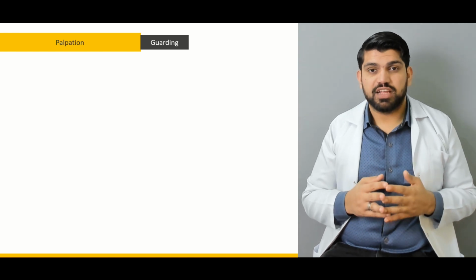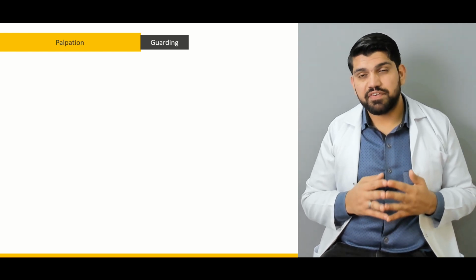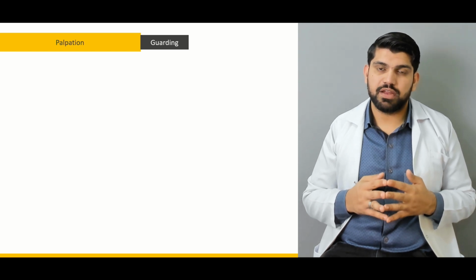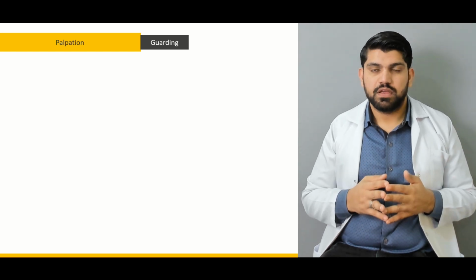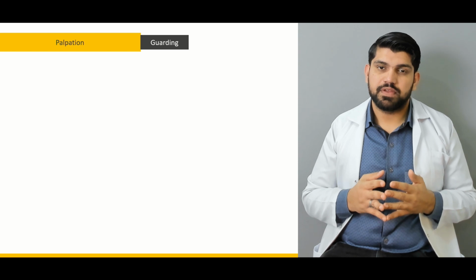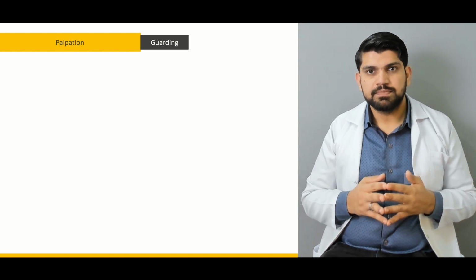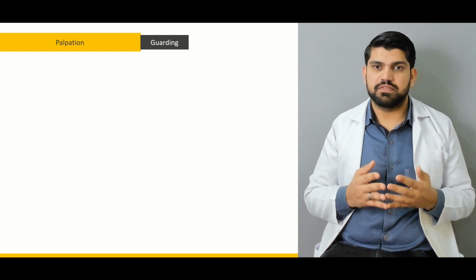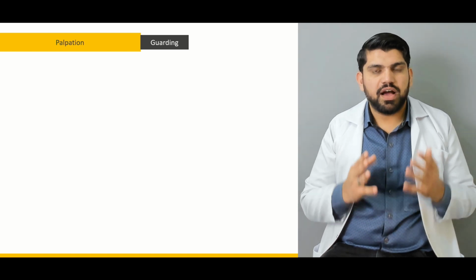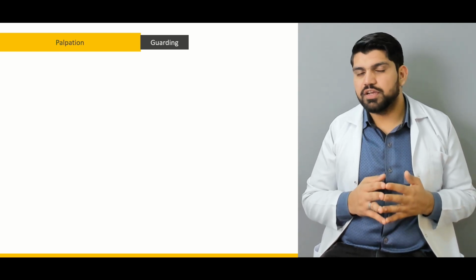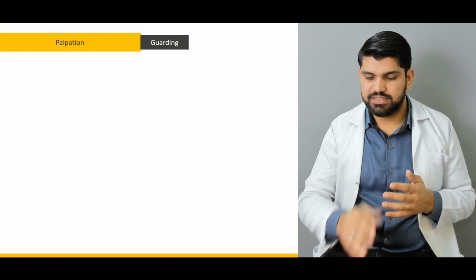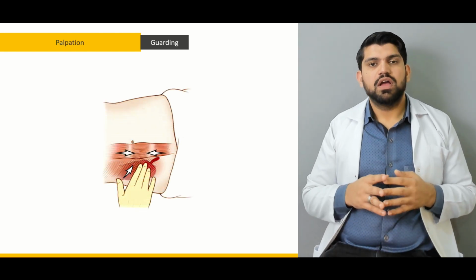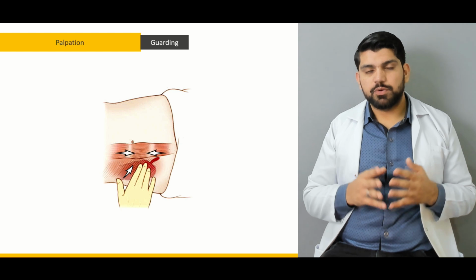Next, as I mentioned in the slide, is guarding. It's a very, very important part of examination, especially abdominal examination. What do you mean by guarding? Guarding is muscular spasm, rectus abdominal muscular spasm. But at times, with the examination, patients are uncomfortable and they guard themselves. That's a normal reflex. But how to identify if the patient is voluntary guarding or if there is any serious underlying disease?